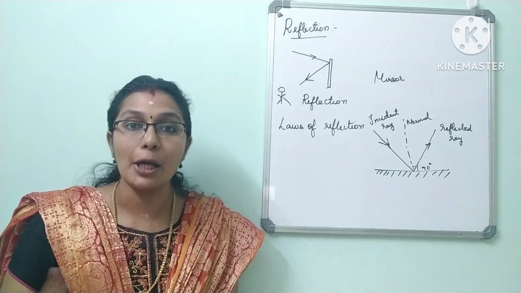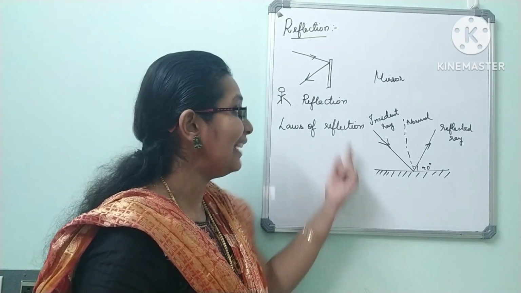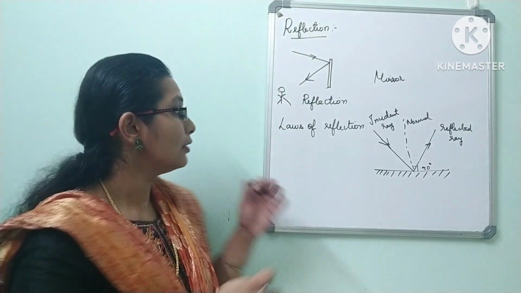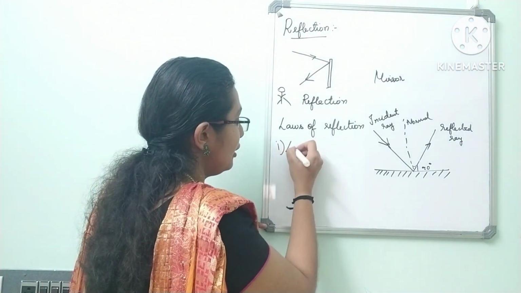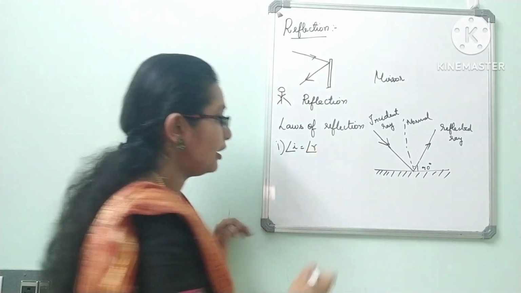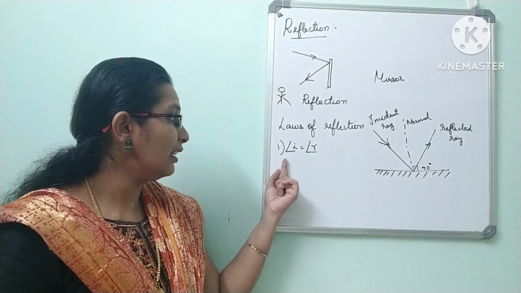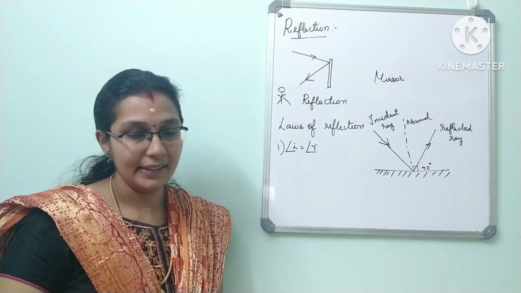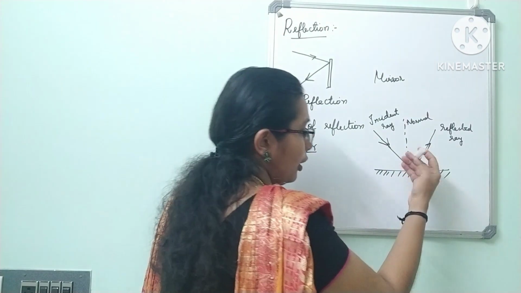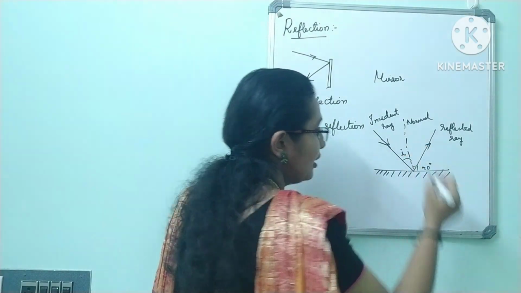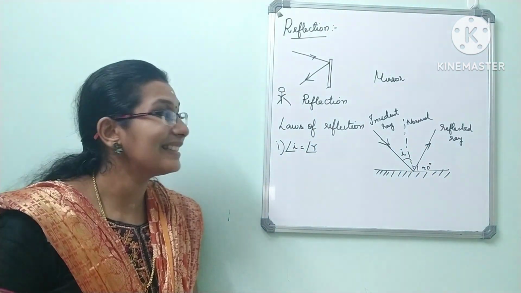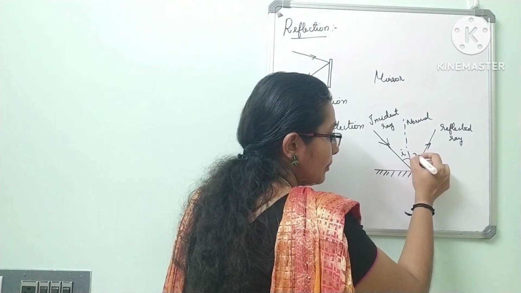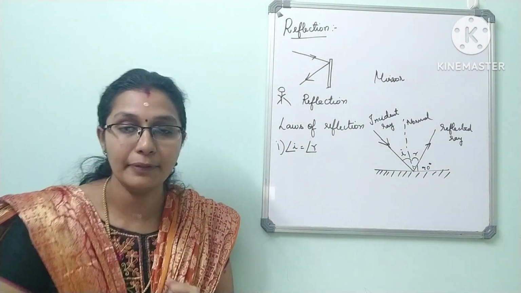So now we learn the laws of reflection. The laws of reflection state that the angle of incidence is equal to the angle of reflection. So this is the first law. Angle of incidence is equal to angle of reflection. So in short, I write it like this. Now you will ask me, what is angle of incidence? So this is the incident ray and the normal. Here there is an angle, right? That is nothing but the angle of incidence. And the reflected ray and the normal make the angle of reflection.